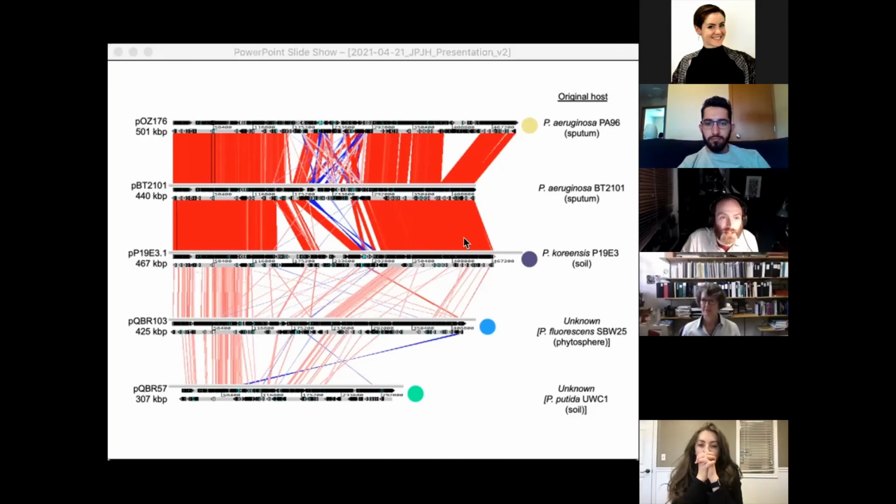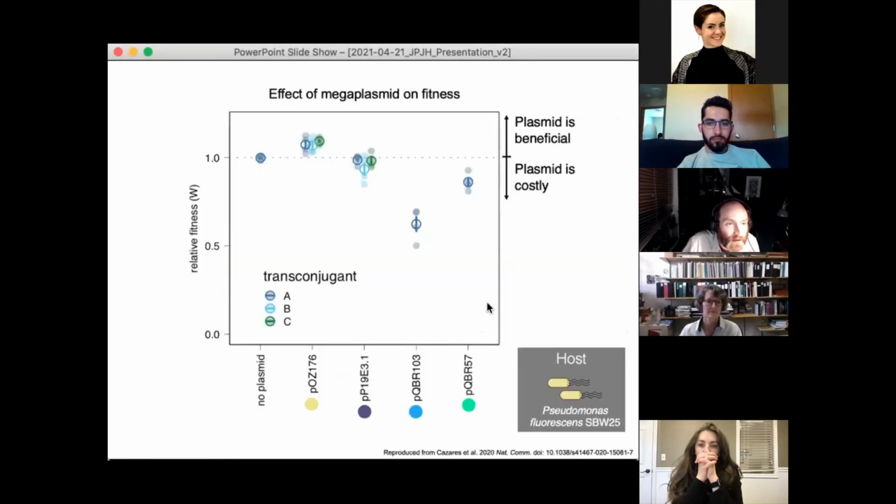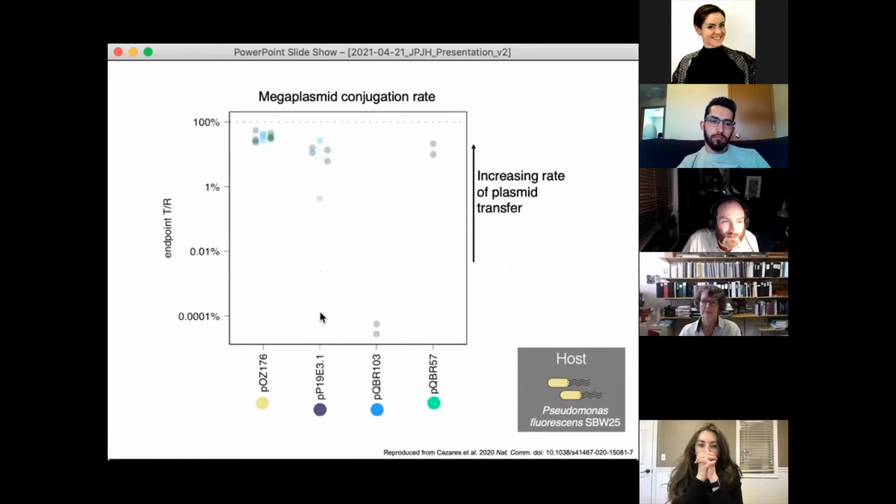So I took two of these plasmids, this clinical one, POZ176, at the top, this one from soil in the middle, and then of course the two Pqbr plasmids at the bottom. And I measured their fitness costs and their conjugation rates. And what we can see is that despite this clinical plasmid, particularly POZ176, which encodes loads of resistance genes, despite the fact that it's half a megabase in size, it has no detectable fitness cost in our Pseudomonas fluorescens SBW25 strain. And on top of that, it also has a very high conjugation rate.